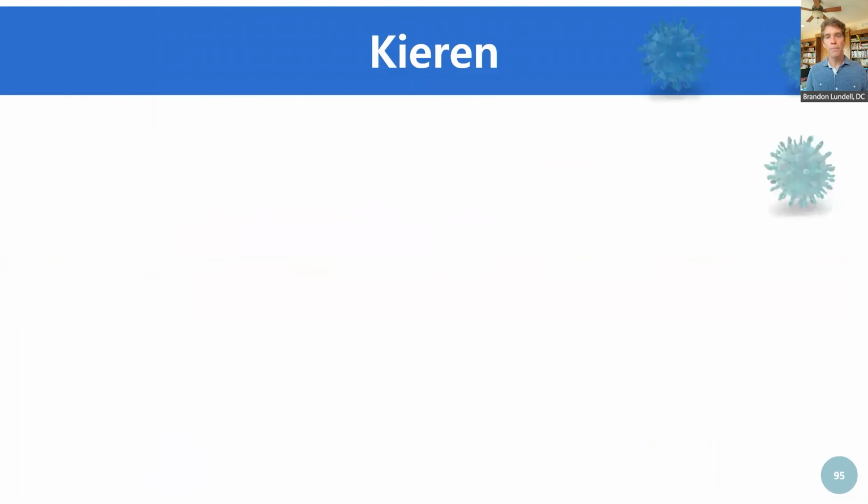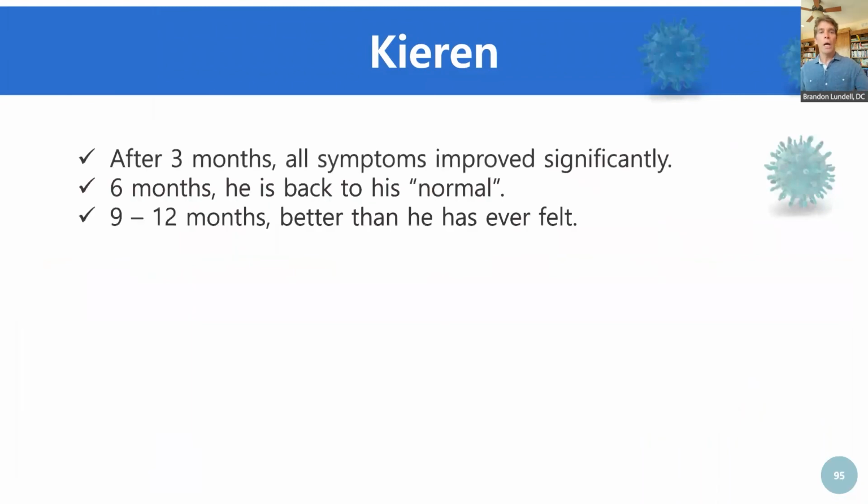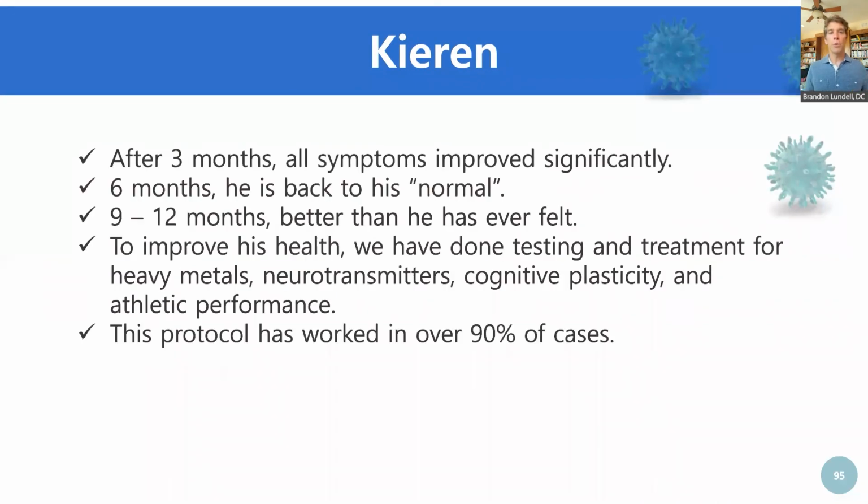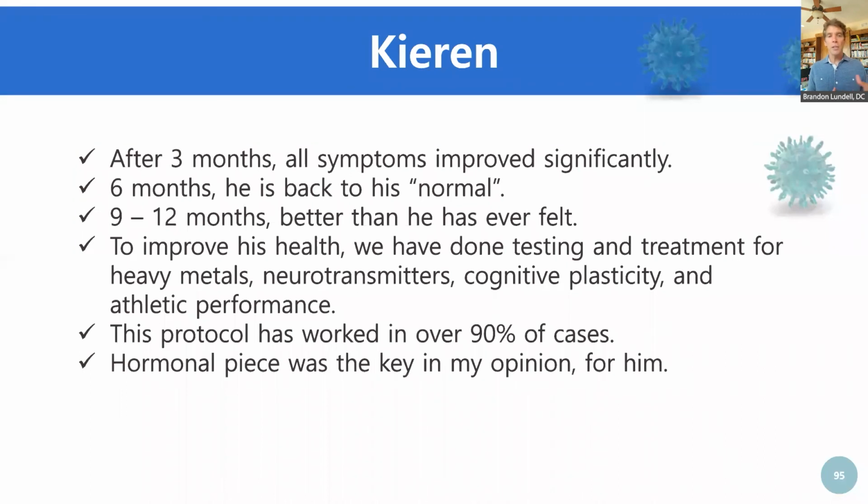Next page. Next slide. So all of his symptoms after 3 months improved significantly. We saw that. At 6 months, he feels like he's back to his normal. But then our job isn't just to get people back to normal, it's to improve, to be even better than they were before. And that's certainly how we felt after 9 to 12 months. So we've done the testing and treatment for heavy metals, neurotransmitters, the cognitive plasticity, and his athletic performance.